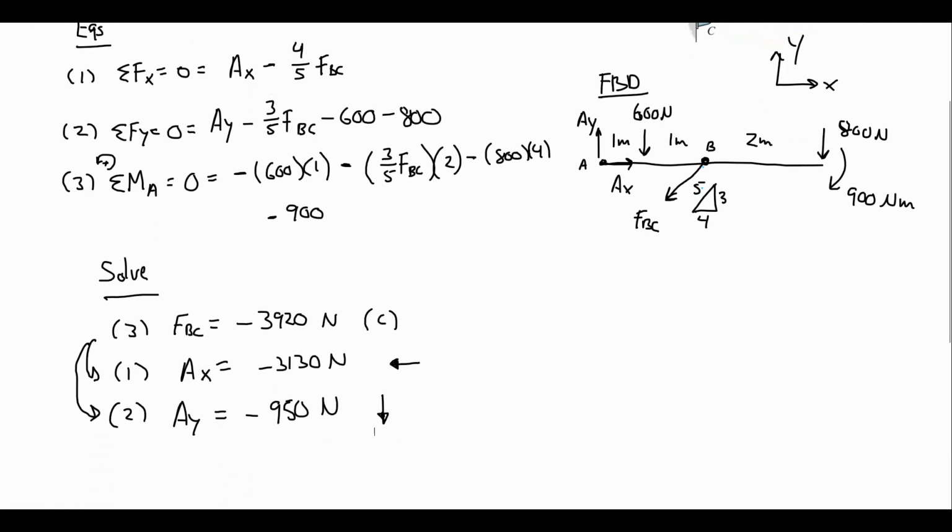And again, as a note, for the moment equation, which I, in this case, happened to do last, I selected point A to take the moment about, and that gave me the benefit of making the algebra and the arithmetic easy to solve in this one by solving equation 3 first for my one unknown, using that result to find my other two unknowns, one equation at a time.